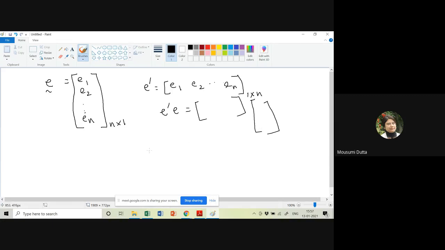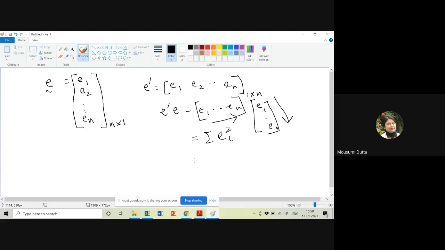And as we are doing so, we will move in this direction. Is this equivalent to summation e_i squared or not? Yes, ma'am. Okay, so we are getting e1 squared plus e2 squared up to en squared, which is equivalent to summation e_i squared. So what we are finding is that e transpose e is equivalent to summation e_i squared.